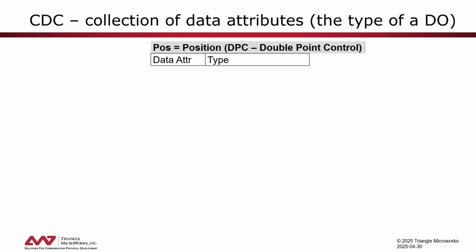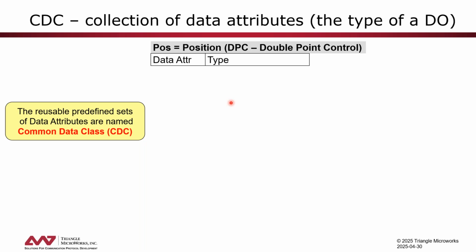Now let's have a look at the common data class. As I mentioned before, common data classes are basically structured types that define what attributes are in the data object. If we take again the example of the position of a circuit breaker, the common data class that we have here is what we call DPC, or double point control.